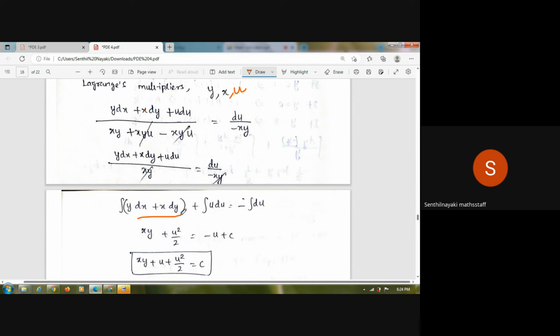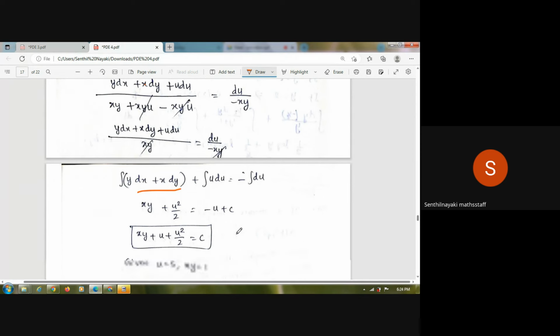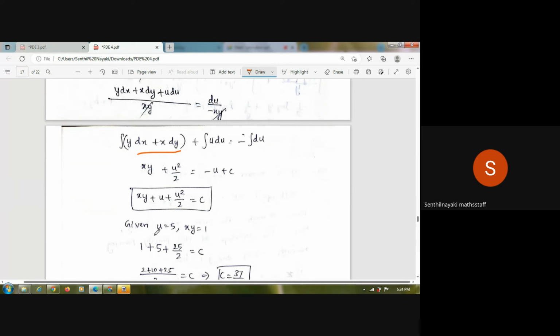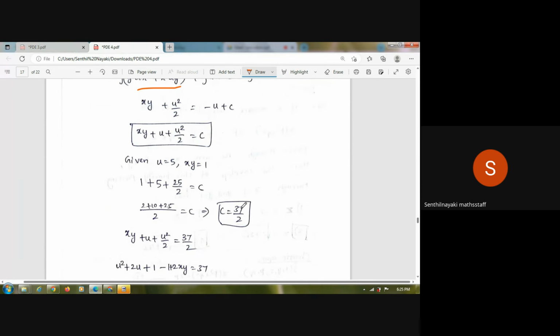Now integrate. If you differentiate xy, we have y dx plus x dy, therefore integration of this is xy. After integrating u, we have u square by 2. After integrating the right side, we have minus u plus integrating constant c. They have given in the question itself u equal to 5 and xy equal to 1. So substitute xy equal to 1 and u equal to 5. So 1 plus 25 by 2 plus 5 equal to c. Therefore, the integrating constant is 37 by 2.